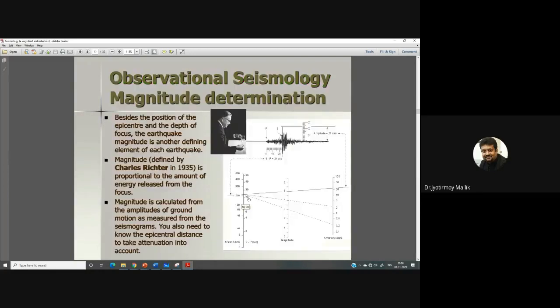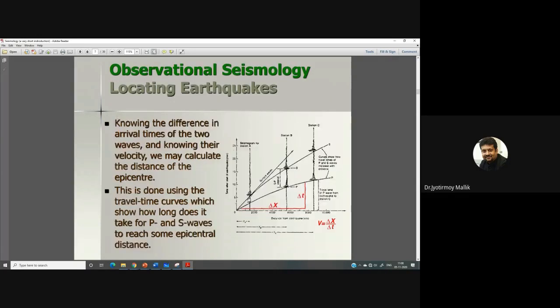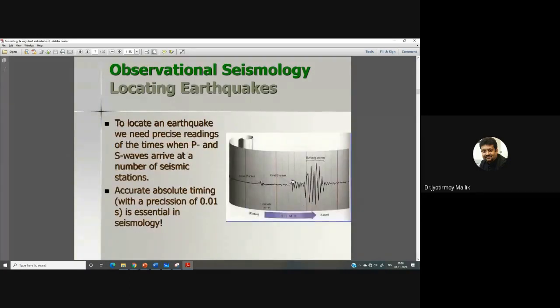It is just the difference between the times of arrival. Amplitude is the ground motion, the motion that you are observing on your seismometer. This is the amplitude, and this is the difference in time. They are not related.